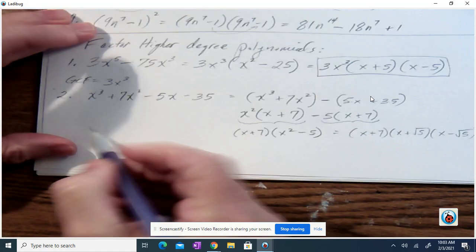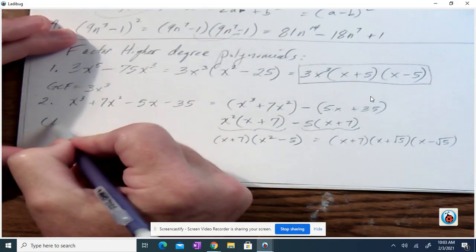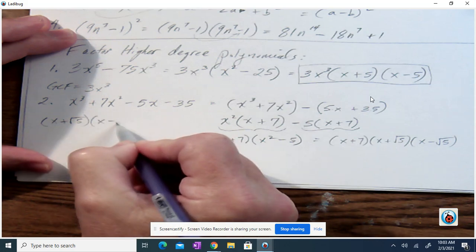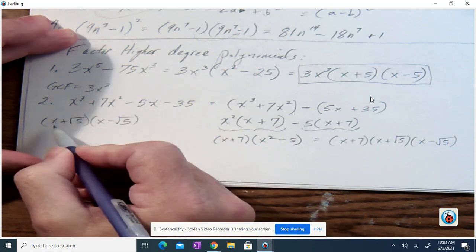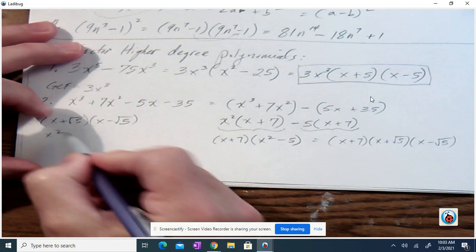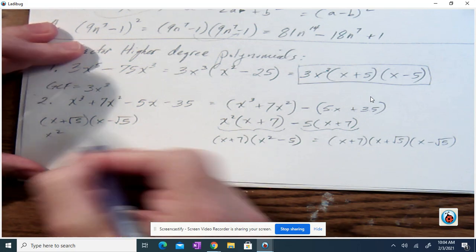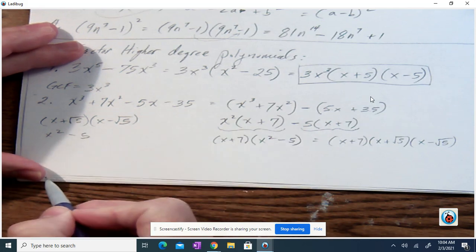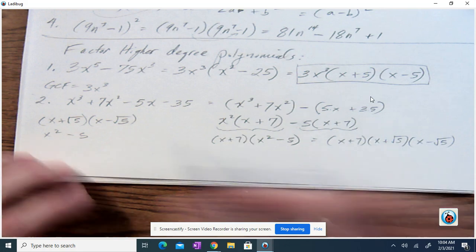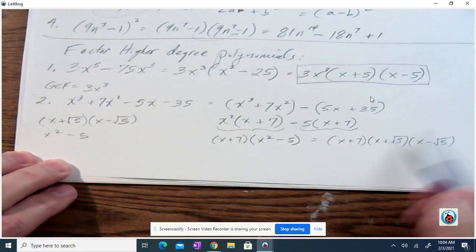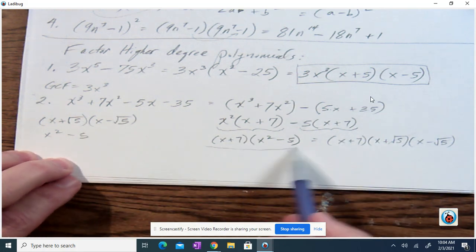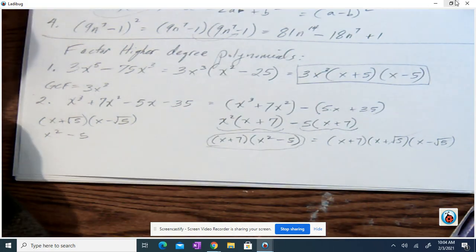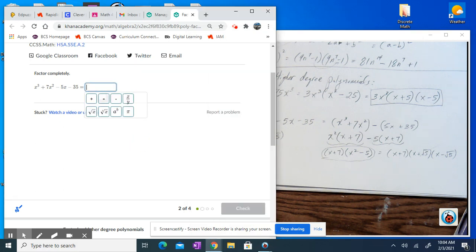Because if I multiplied x plus the square root of 5 by x minus the square root of 5, I would get what? x squared. And then since this is a difference of squares, when I multiply these two together, I just get minus 5, right? But I don't think they want any factors with irrational numbers. So I'm going to assume that this is the best factored answer here. So let's try it out and see if it works.